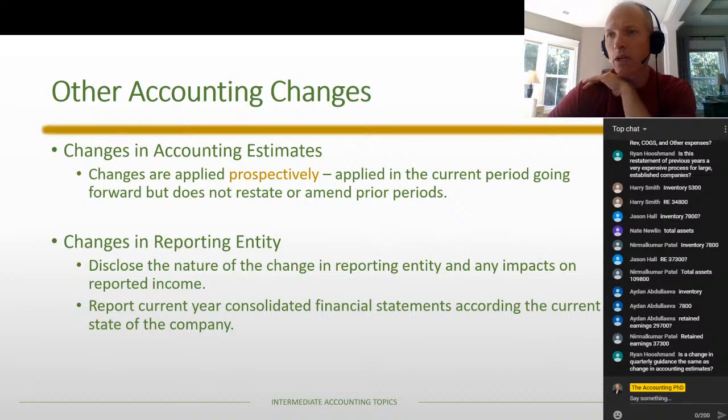Is a change in quarterly guidance the same as a change in accounting estimates? So Ryan, when you say a change in quarterly guidance, I'm not sure exactly what you mean. That can mean a lot of different things. You'd have to clarify, but if they did an estimate on a quarterly financial statement and then the annual number came in differently, that is not the same thing as this. Interim financial reports are their own thing because they're unaudited. But when you talk about an annual financial report, that's where we're talking about this type of thing.